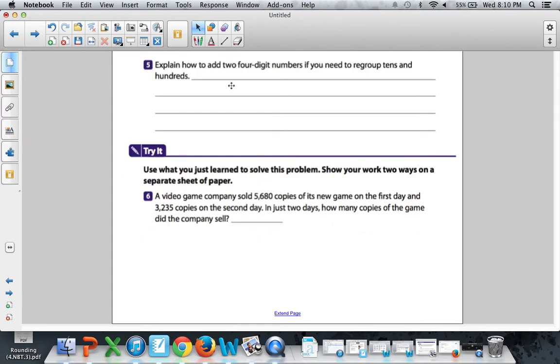Explain how to add two 4-digit numbers if you need to regroup tens and hundreds. That'd be hard to explain with words, I think, for you guys. The best way is to show it. So why don't you show two 4-digit numbers, like 1,872 plus 2,311. So what you would do is you would add those together and you would have to regroup.